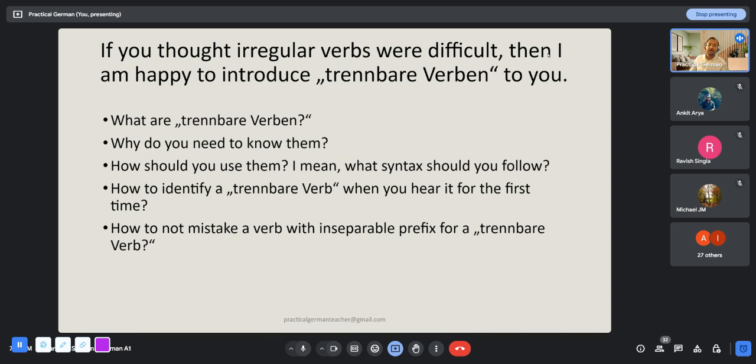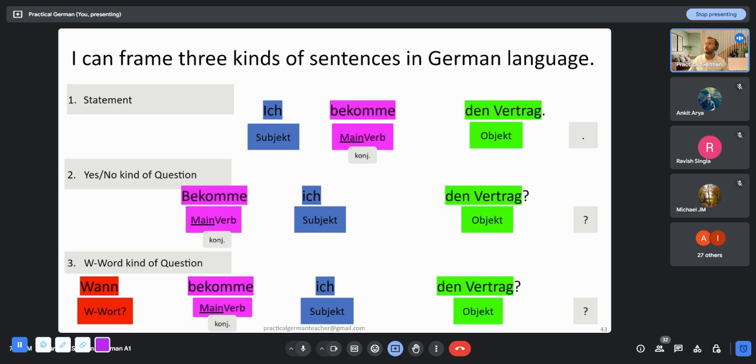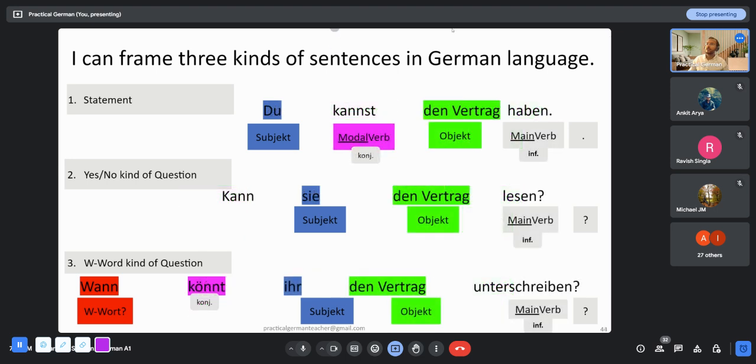Now I told you how you can use one verb, and I showed you how you can use a modal verb and the other verb. Now you will learn what happens if the other verb, if I go back here, so here you had verbs like haben, lesen, unterschreiben. These are just normal verbs, so they cannot be broken down. They don't have a prefix. Unterschreiben looks like it has a prefix unter, but it's not a separable prefix.